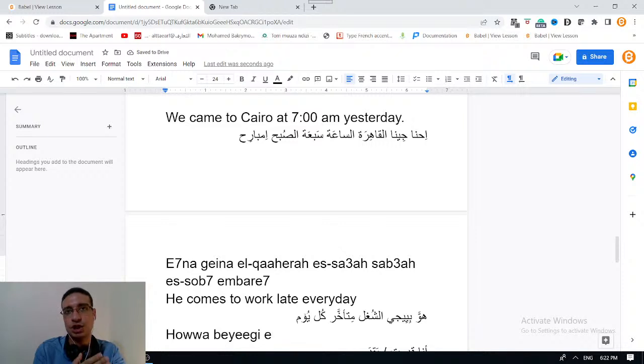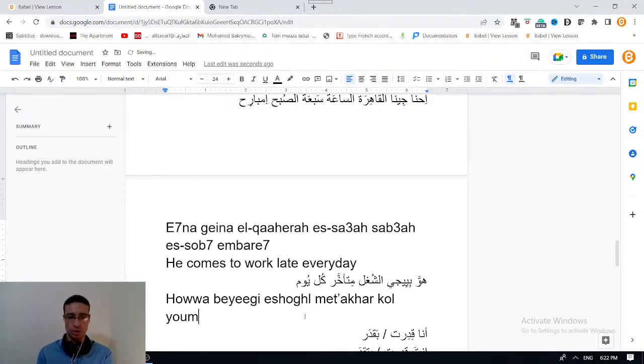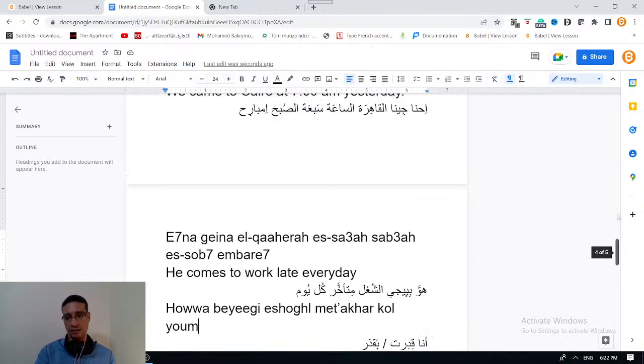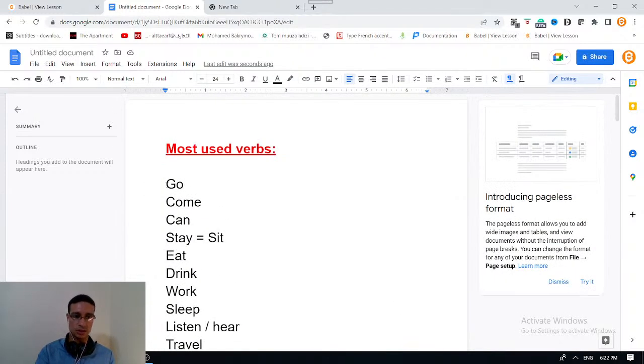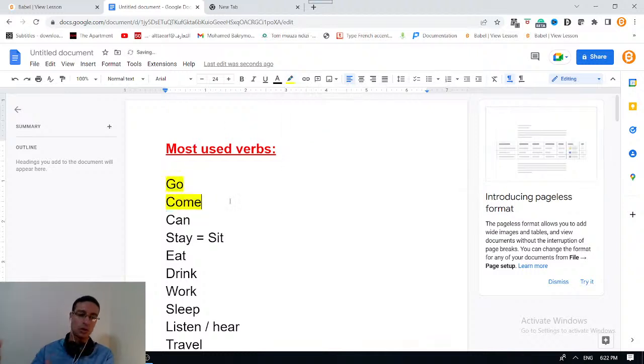It's pronounced more like الشغل. We don't pronounce it like الشغل. We pronounce it more like الشغل. متأخر كل يوم. هو بيجي الشغل متأخر كل يوم. So these are the first two verbs. To go راح يروح, and to come جه بيجي.